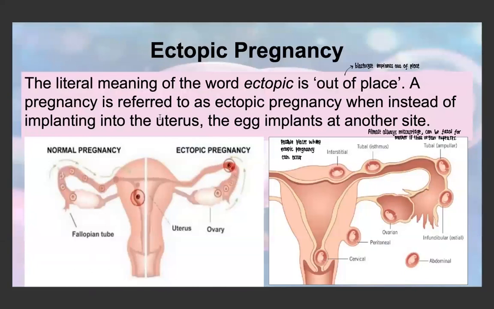So that's basically the pregnancy. It's just mostly important to know the different structures and their functions.